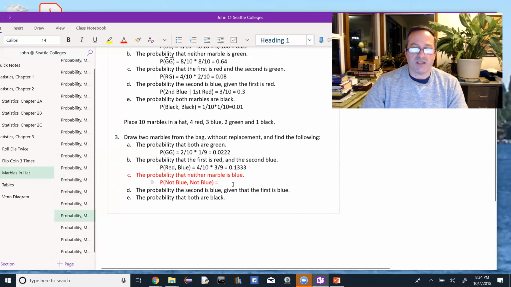The probability the first one is not blue. There are 7 that are not blue out of 10. And we multiply that by the probability the second one is not blue. So I took one of the ones that was not blue out, so there are only 6 that are not blue left, and there are only 9 total marbles left. And reduce that down. 0.4666 repeating, or rounded 0.4667.